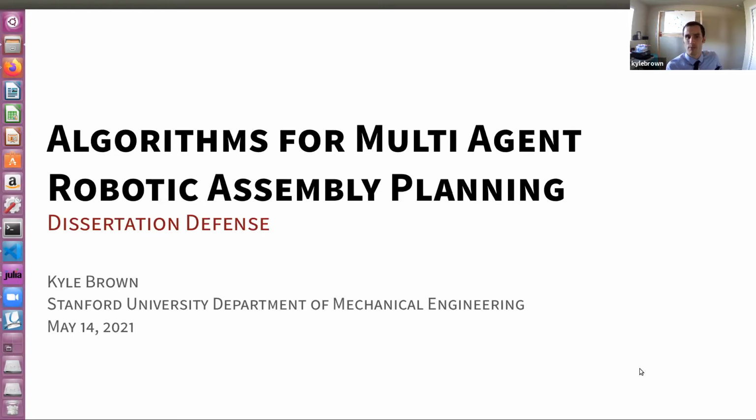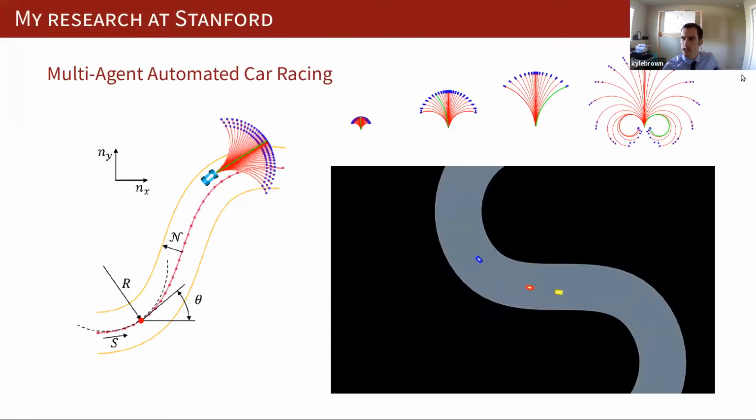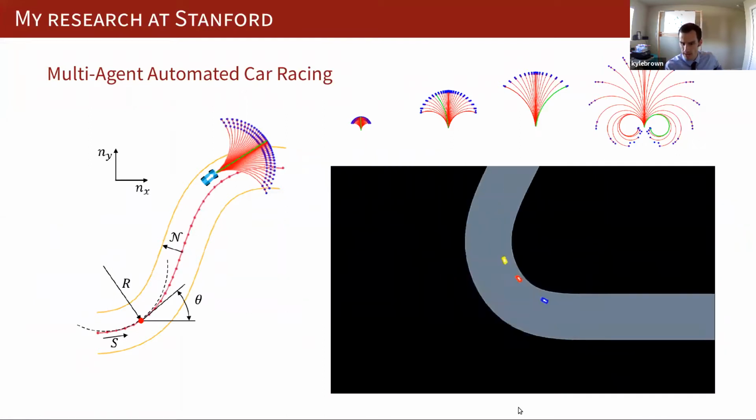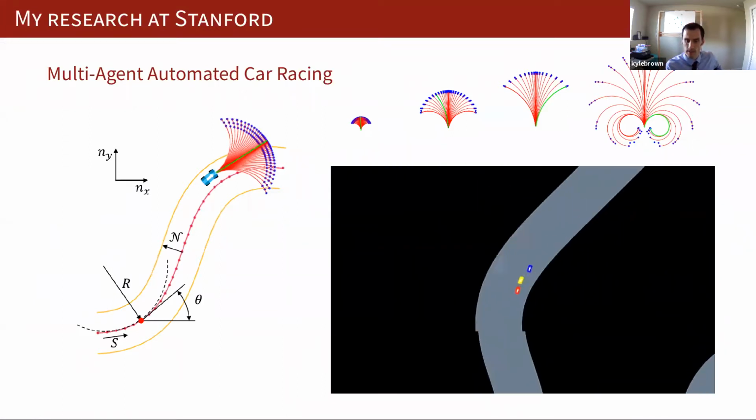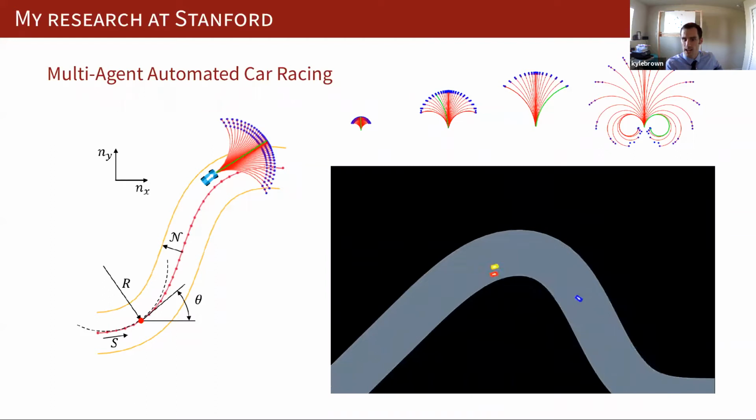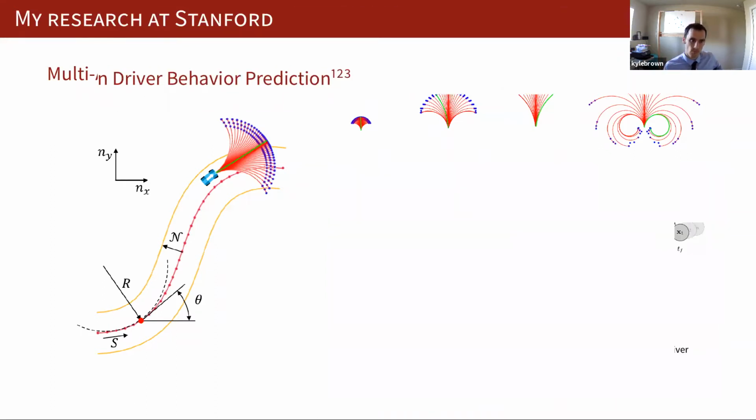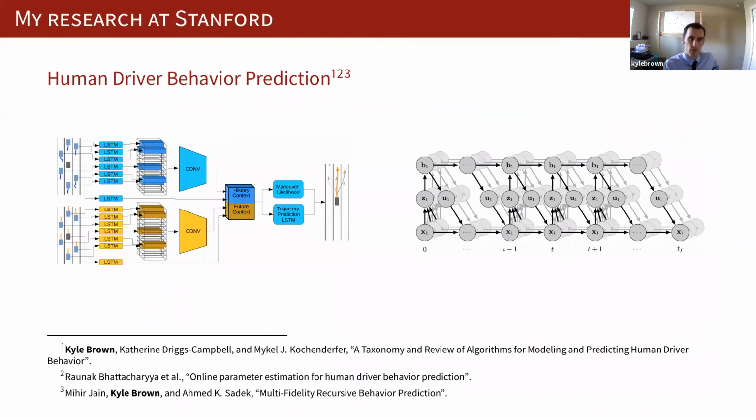I'm going to be talking to you about algorithms for robotic assembly planning with multiple agents. Some of the first research I did at Stanford was multi-agent automated racing. I developed a receding horizon controller based on game theoretic recursive reasoning that allowed these simulated agents to do these cool overtaking maneuvers.